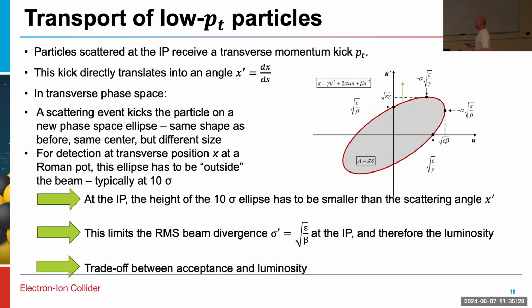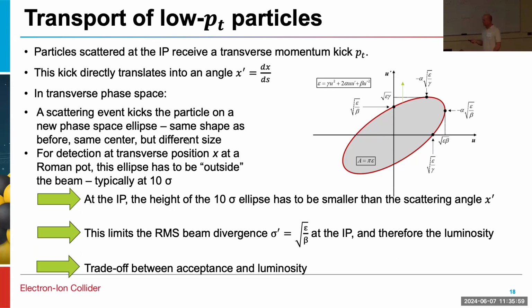Remember that. So if I want to detect this particle, I can only detect it along this axis here. So I can detect it here, in this case with this tilted ellipse, or here. And I have to make sure that it's actually outside my beam. So what happens is, of course, if I want to detect, the only parameter that I have is my beam emittance, right? My beam size, my beam divergence, actually.